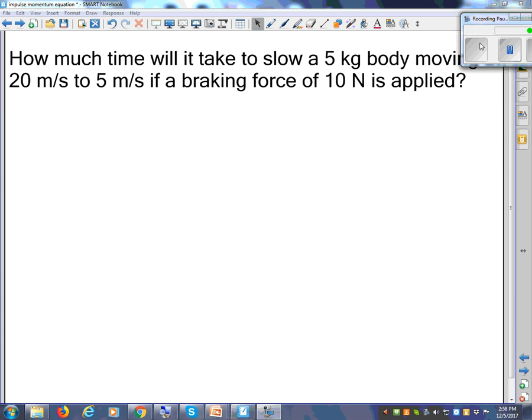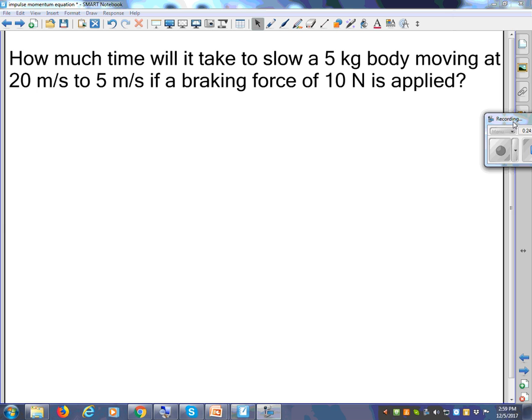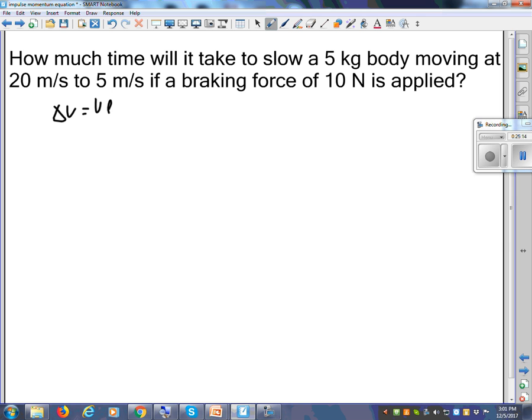Do you want to try one? Try that one on your own. Pretty straightforward, really, once you talk your wits all through it. How much time will it take to slow a 5 kilogram body moving at 20 meters per second to 5 meters per second if a braking force of 10 newtons is applied? Okay, because we have two velocities, the first thing is to find the change, right? VF minus VI. The final is 5, the initial was 20. So we dropped 15 meters per second.